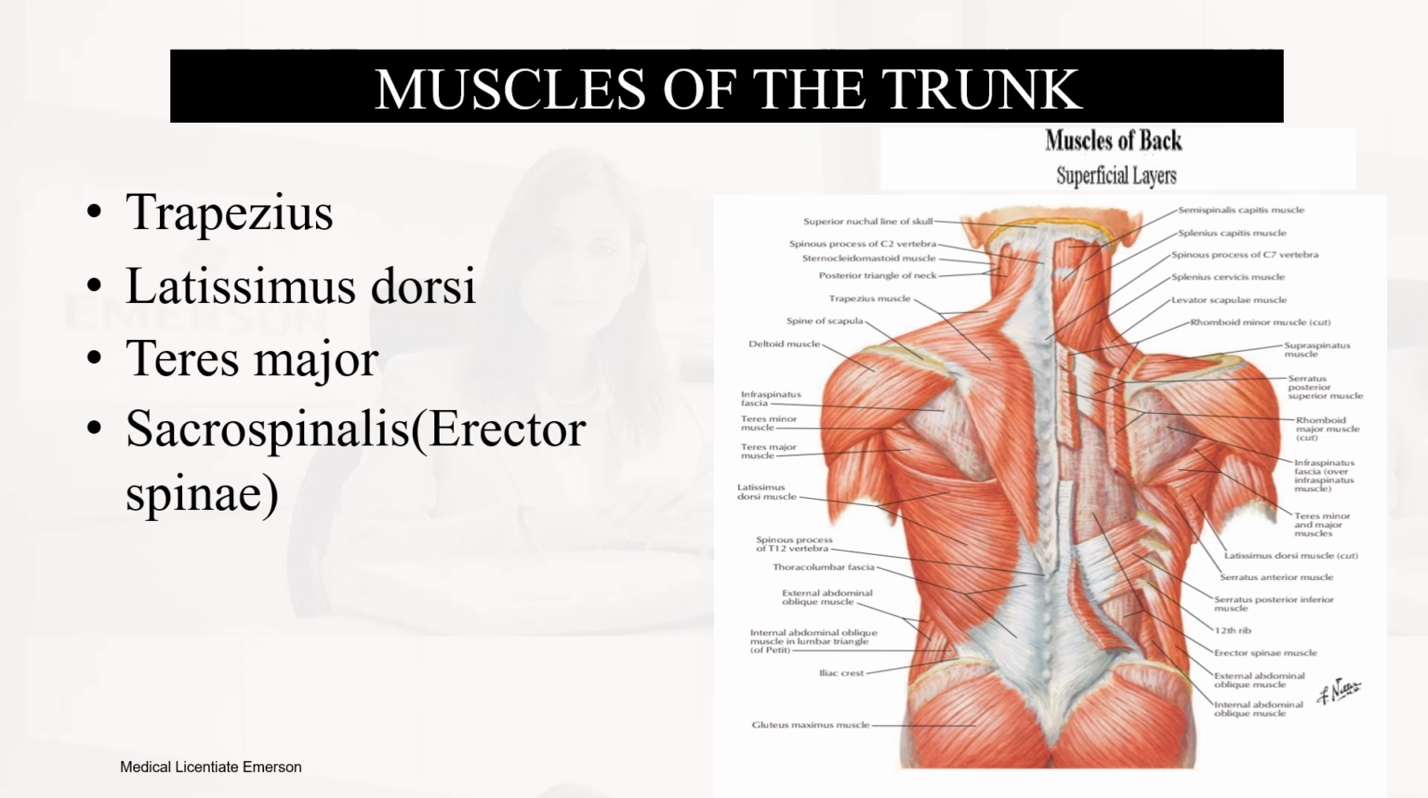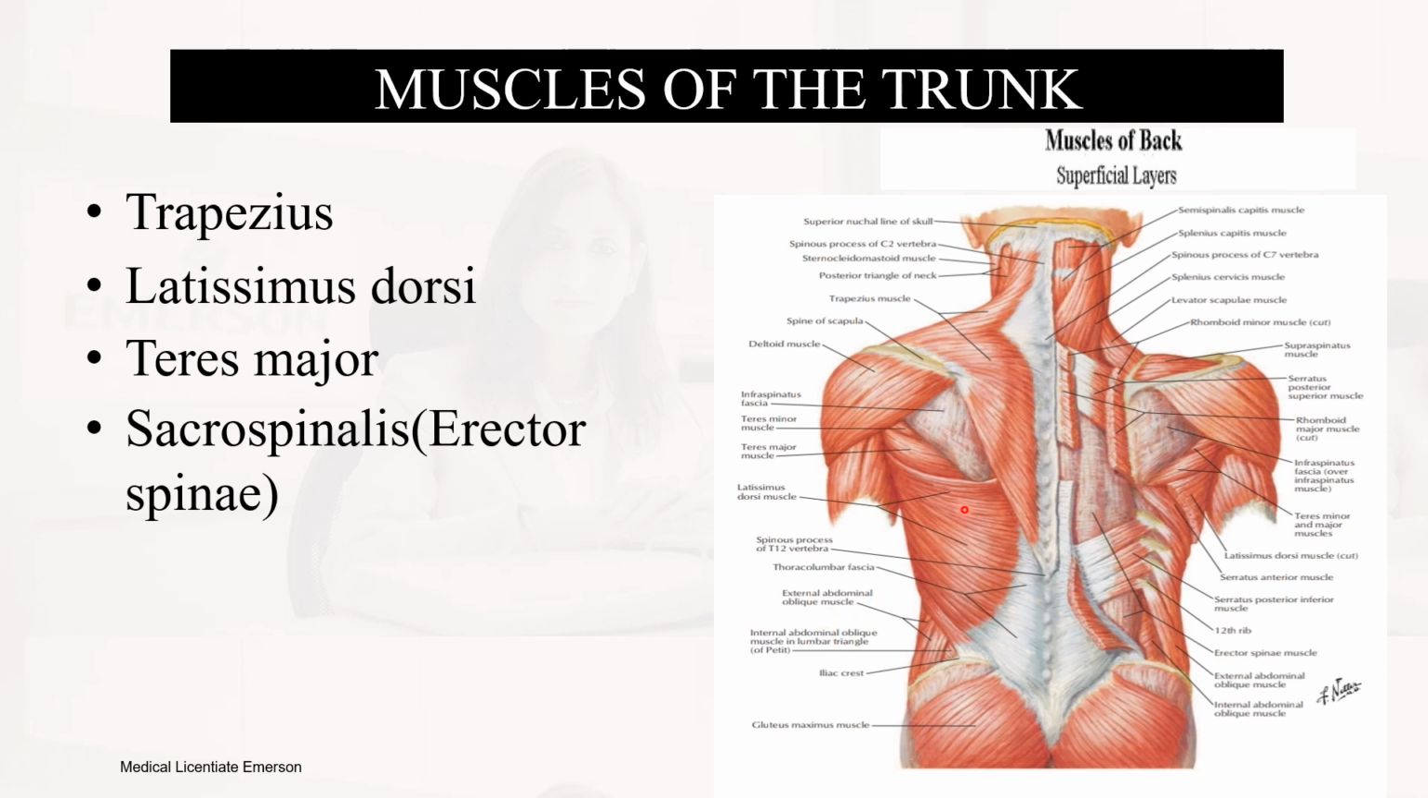Okay, so the trunk. First we're going to start with the muscles of the back. Then these are the trapezius. The trapezius can be found in the neck, and one part actually goes down the back. This is the trapezius. Then our latissimus dorsi.